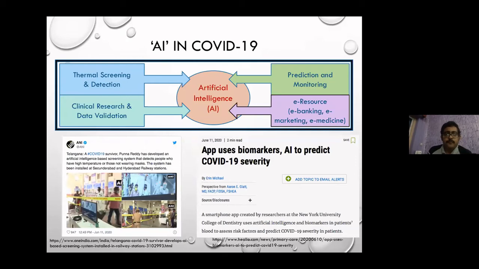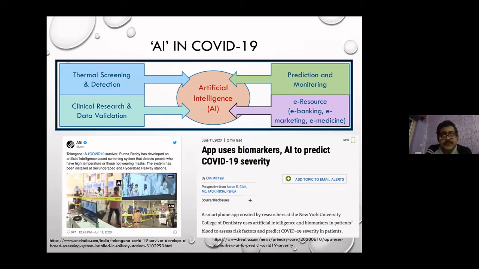There has been a lot of work on AI, that is artificial intelligence, machine learning, which has come up in thermal screening and detection, clinical research, data validation, prediction and monitoring, as well as e-resources. Because AI has helped the involvement of technology in tackling COVID-19 to a great extent.